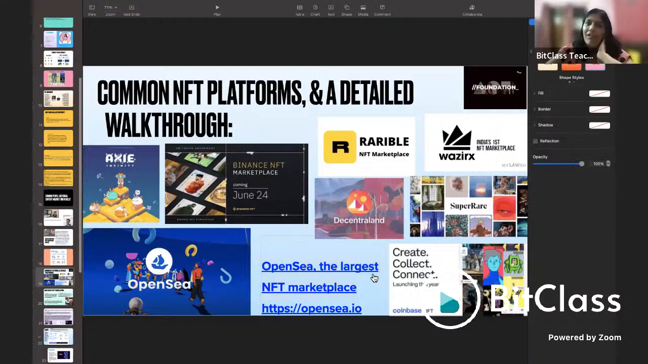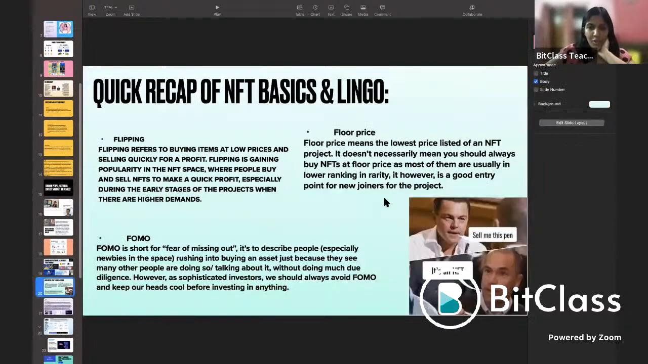Abhishek, we can try. I will try talking to BitClass. If they allow for a Hindi class, we'll let you know soon. But for now, we will stick to English.